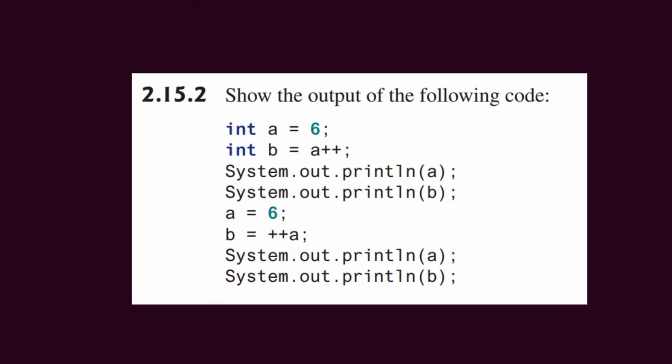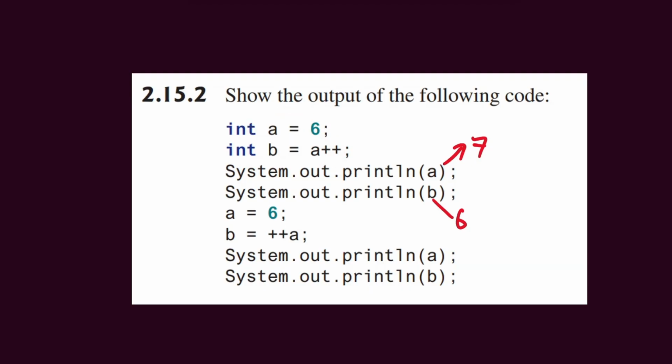Now let's try and solve this. So we have to find the following output. So a is 6. Then we see a increases by 1, but this is a post-increment because the pluses are on the right. The pluses come after a. So Java reads this first and declares that b is 6. So b will be 6, and then it increments a by 1. So this will be 7.